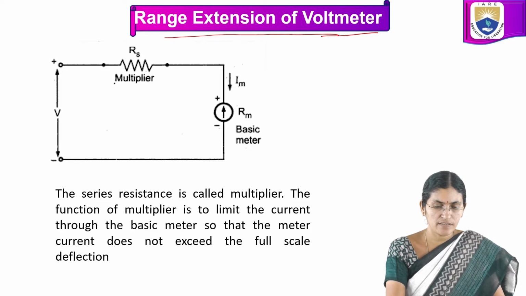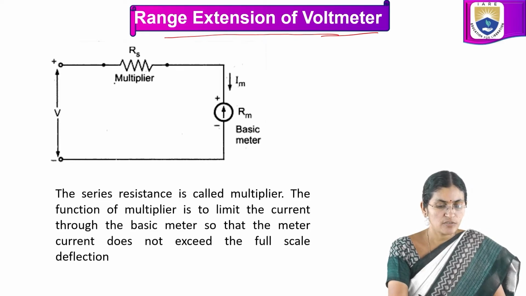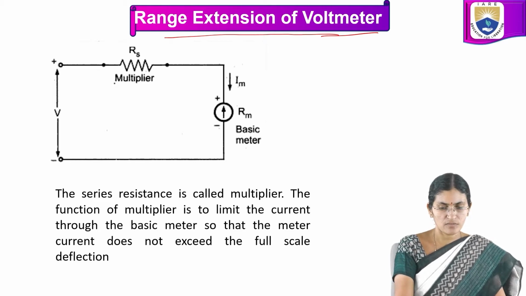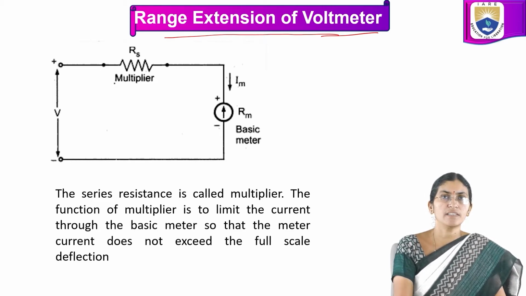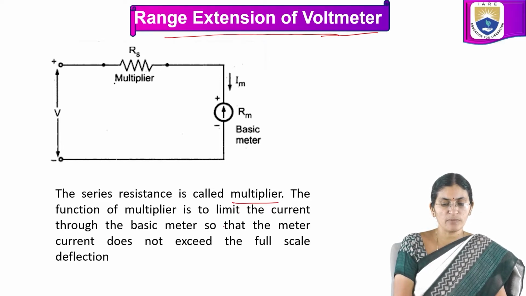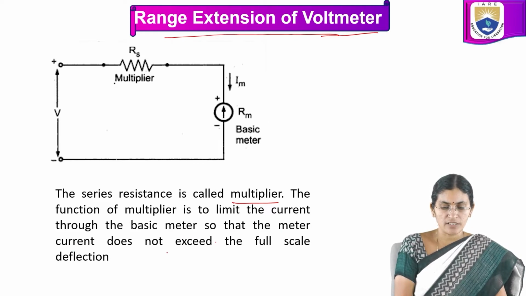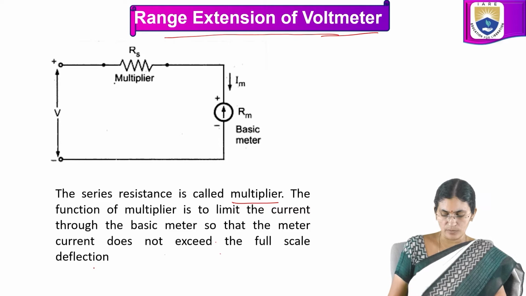We connect a series resistance called the multiplier in series with the meter. The meter resistance is Rm and the meter current is Im. So here the series resistance is called the multiplier. The function of the multiplier is to limit the current through the basic meter so that the meter current does not exceed the full scale value.